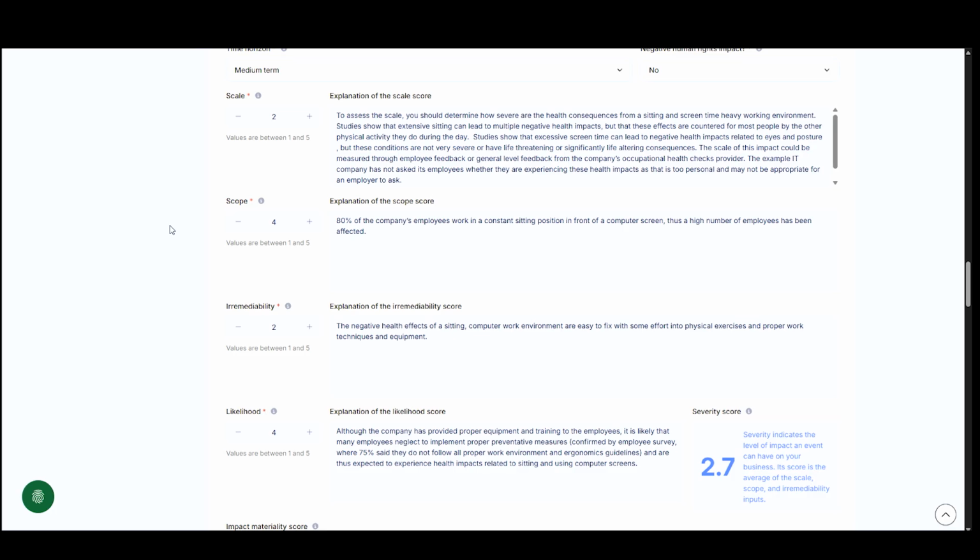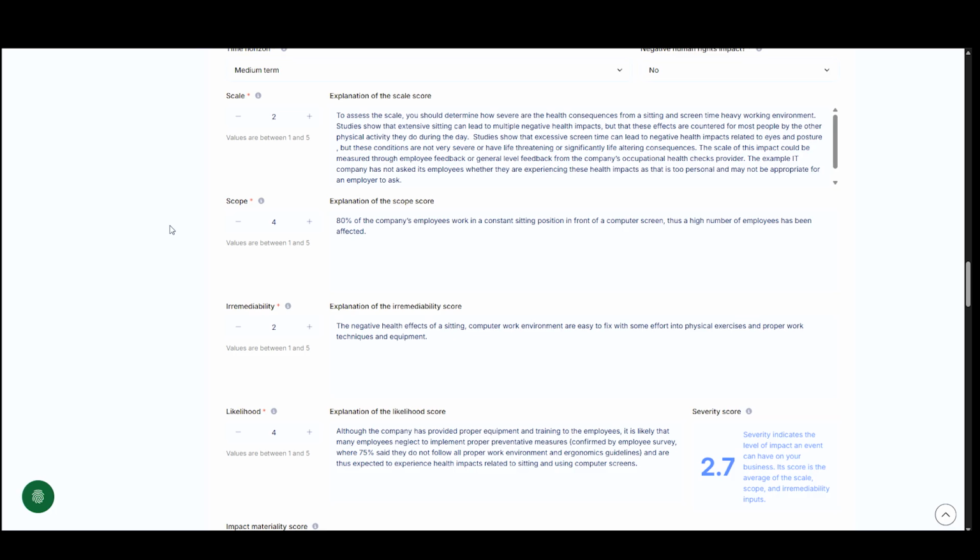So the most difficult are these global impacts like climate change. So basically the scale should be the same for all companies, because the impact on nature from greenhouse gas emissions is the same no matter who is emitting them. But where your part comes in is the scope.